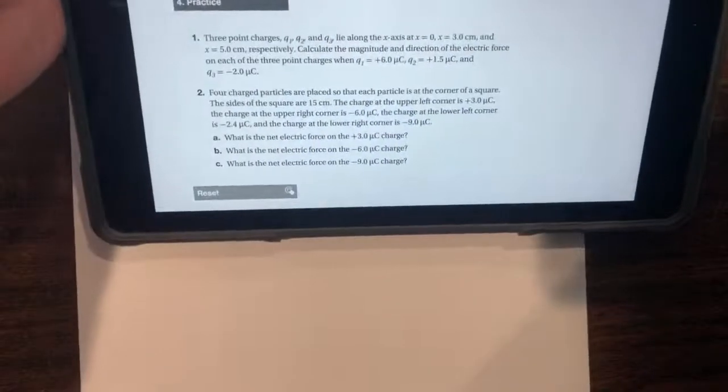So we are looking at electric charges and the forces due to electric charges, and today we're also going to be talking about electric fields. So let's start off and get to the homework, and let me grab the assignment here.